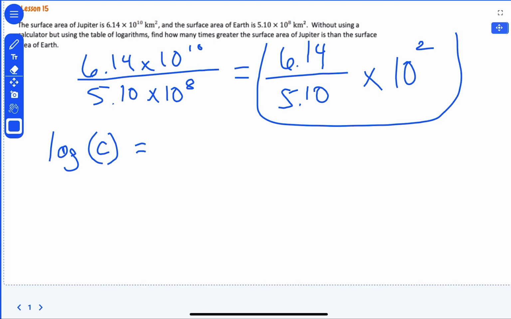What happens with our 10 squared? What do we do with that? We'll move 2 to the front, right? So we would have 2 log 6.14 over 5.10, right? Is everybody good so far? Maybe. Everybody good? Now, how can we rewrite this?